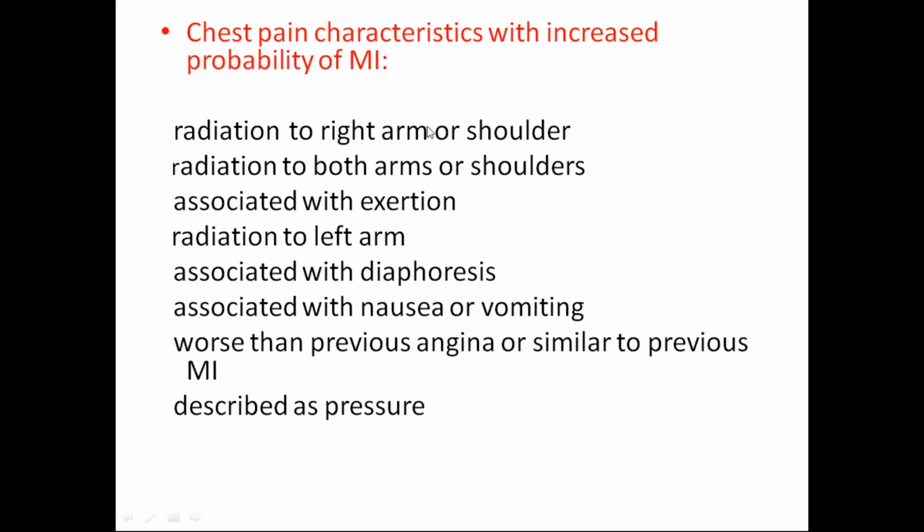Radiation to the right arm or shoulder, which I have discussed earlier. Radiation to both arms, associated with exertion. Radiation to the left arm, associated with diaphoresis. Diaphoresis means sweating, and palpitations associated with nausea or vomiting. Worse than previous angina or similar to previous MI.